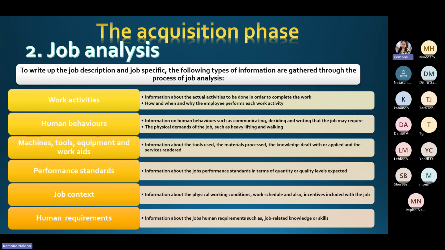Okay, so when we are writing up the job description and job specification, the following types of information are gathered. So this is what the job analysis will include. When you are conducting a job analysis, you're looking at the work activities. So you're looking at what work is actually being done in the business and what's lacking. Usually what brings on a job analysis is maybe you find that performance objectives are lacking, and you need to fill that gap.